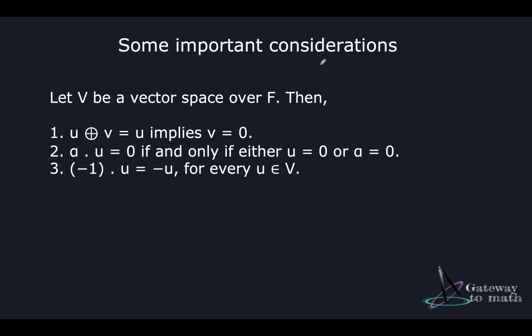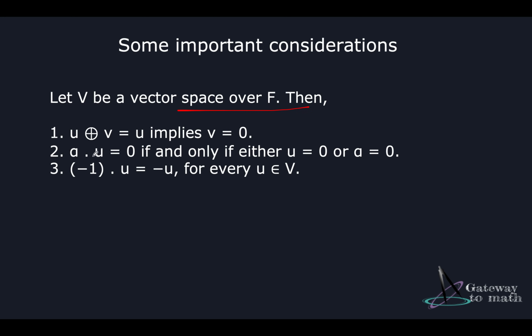Some important considerations you have to remember. Let V be a vector space over the field. Then these three conditions need to be satisfied. I'm just summarizing the three important conditions together. So you can first check for these three conditions, and if they are satisfied, then you can check for all possible combinations of vector addition closure properties and vector multiplication closure properties, what we discussed in the previous sessions.